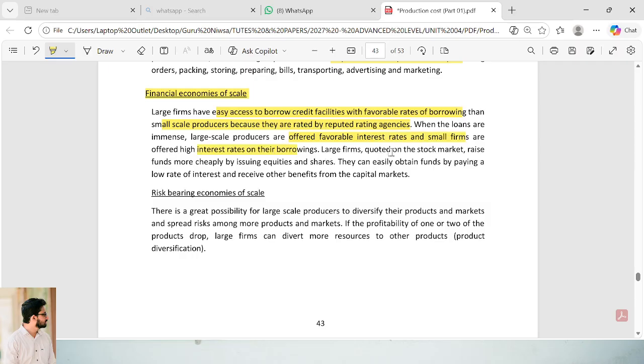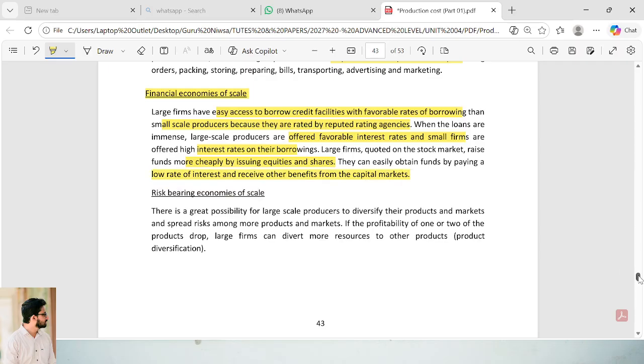Large firms quoted on the stock market can go into the capital market and issue shares, and can raise funds because they are large scale, well established, well known firms. They raise funds more cheaply by issuing equities and shares. They can easily obtain funds by paying a low interest rate and receive other benefits from the capital.